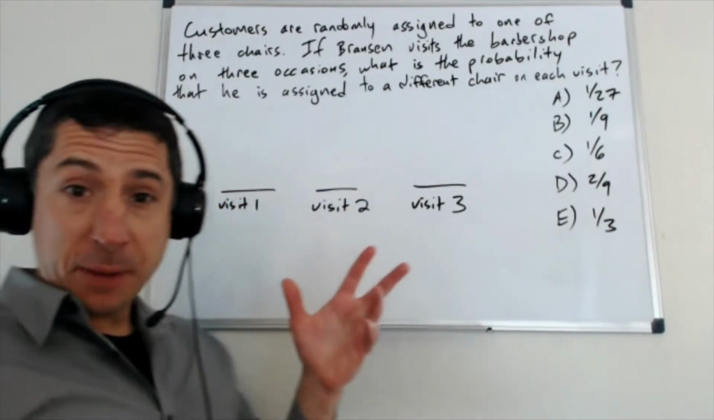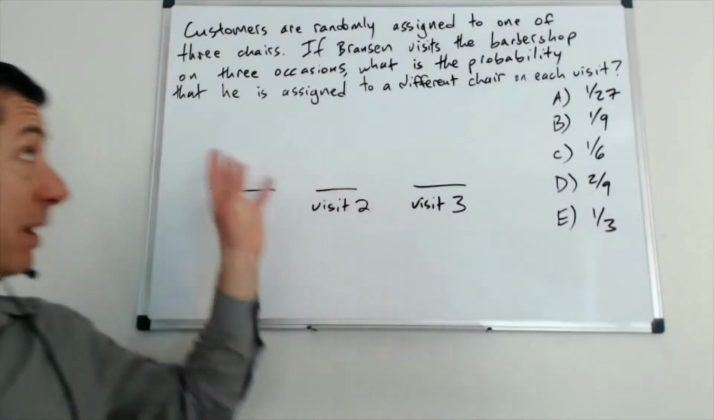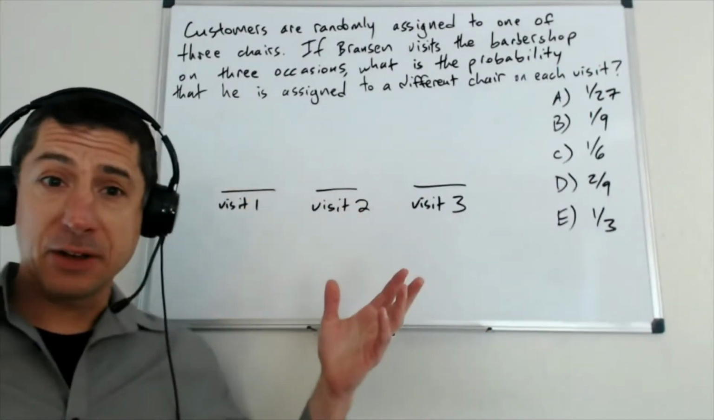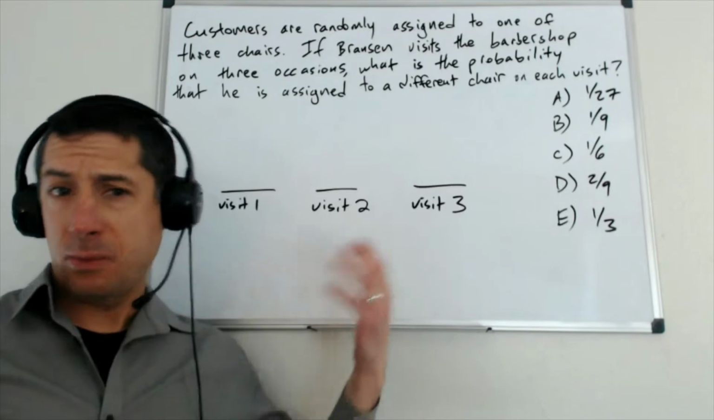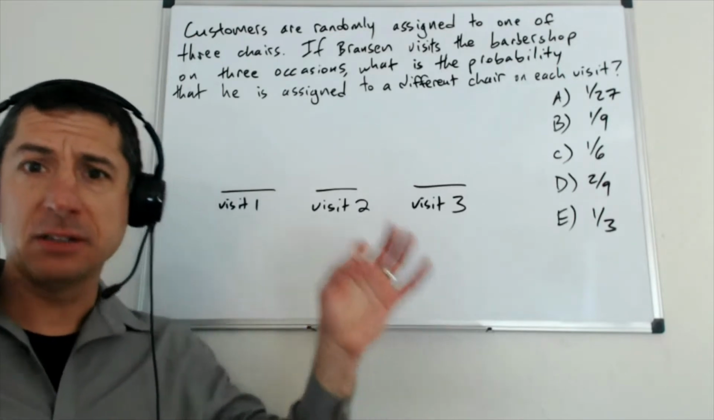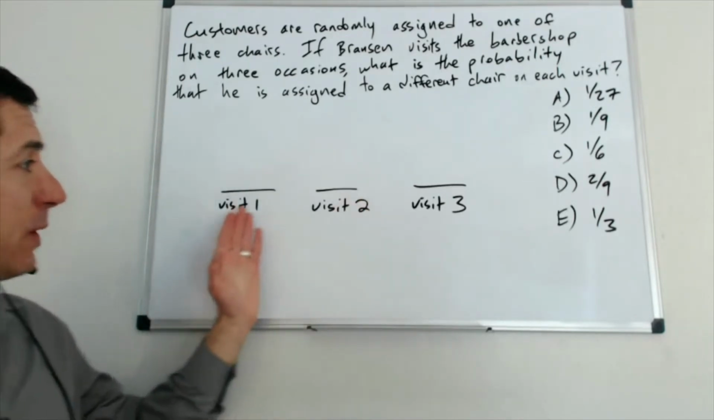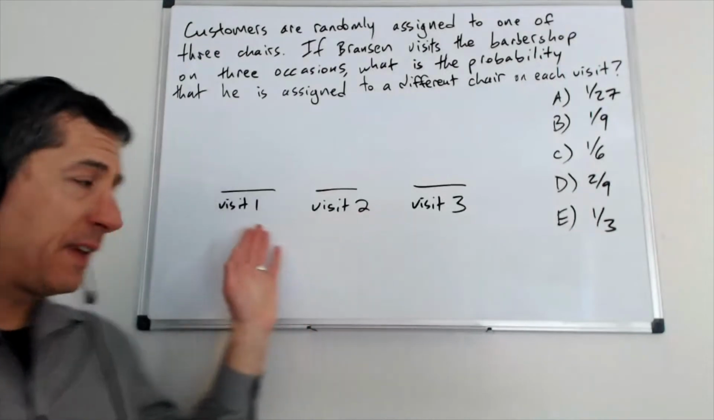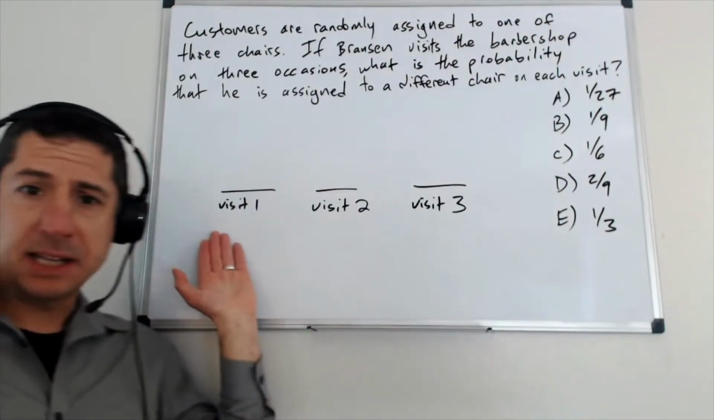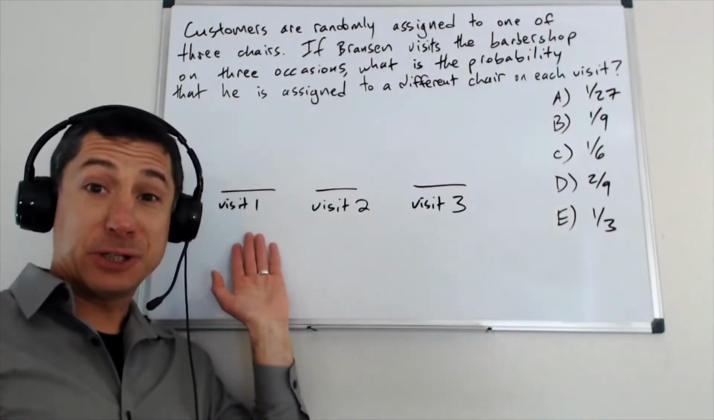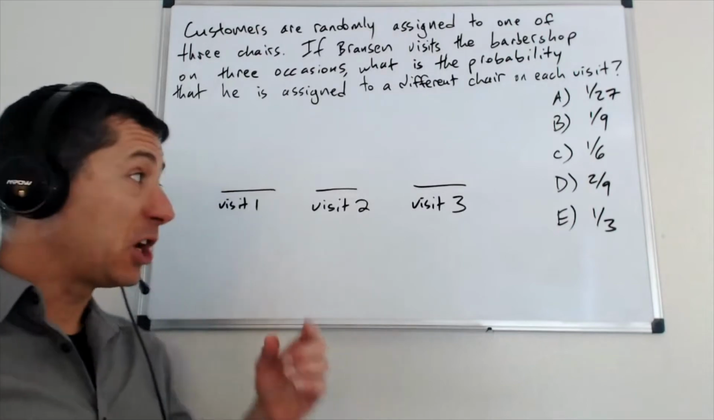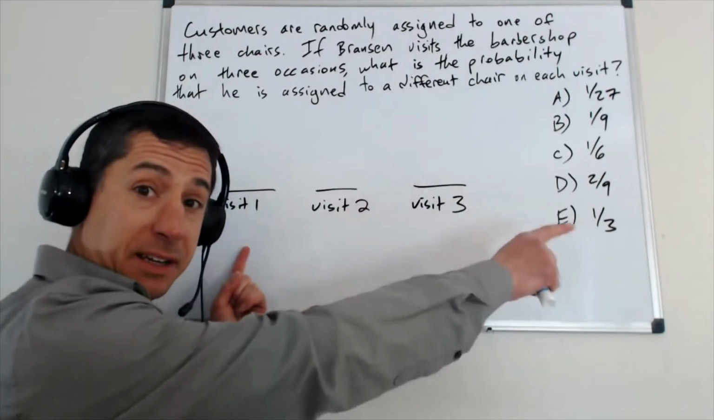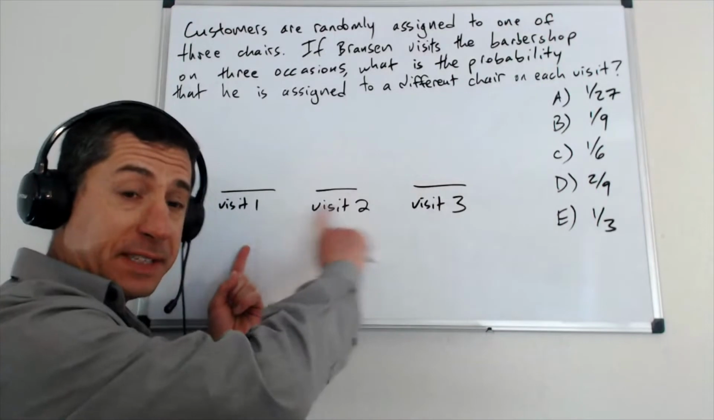So at a certain barbershop, customers are assigned randomly to one of three chairs. We've got a guy who visits the barbershop on 3 occasions. We want to know what's the probability he's assigned to a different chair on each visit. So we can just go through each of these 3 visits, nothing super fancy going on, and say, well, what's the probability that on that first visit he's assigned to a chair that gives him the opportunity to be assigned to a different chair on all 3 visits.